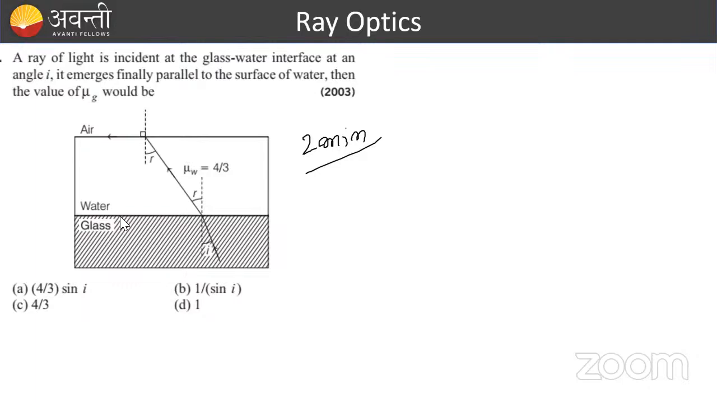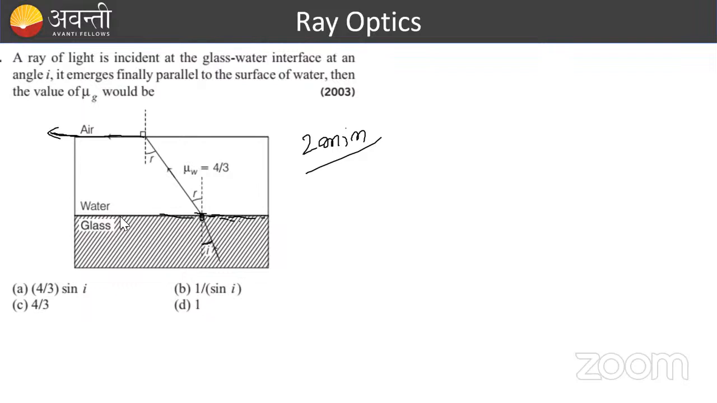There is a ray of light that is incident at the glass water interface at an angle I. So this is your glass water interface, right? At this point, what is happening? The ray of light is incident at an angle I. It emerges finally parallel to the surface of water. So finally, it is grazing the surface like this. Then the value of mu g will be what?